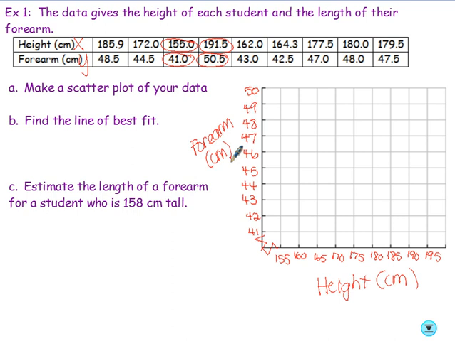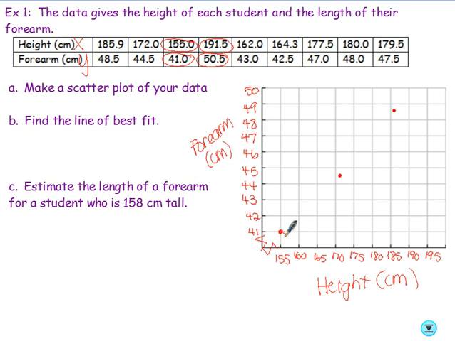And now you just need to start plotting your data. So 185.9 is about right there. And we're going to go up to 48.5, which is right in the middle there. Then we go over to 172, which is about right here. And we're going to go up to 44.5. Then we're going to go to 155. And we're going to go to 41.